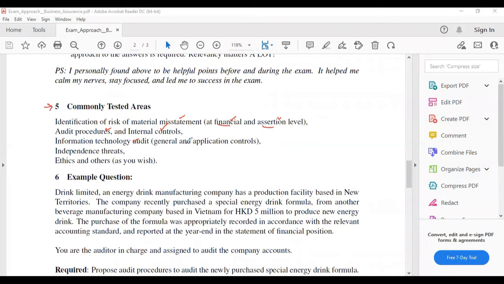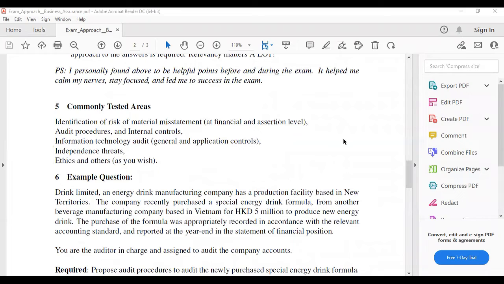Then IT audit is actually very important these days. Then again, there are two other key terms: general controls and application controls. Independence, threats, and ethics are, of course, a must-have question on these topics. You would always see these. These are very common topics that are going to be tested, and you will see questions on your exam from these topics.